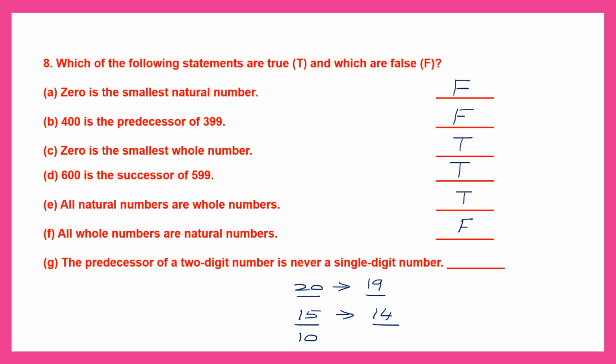Now suppose I take 10, what is the predecessor of 10? 9. So here it is two-digit and here it is one digit. So what does this statement say? The predecessor of a two-digit number is never a single-digit number. That is false. It can be a single-digit number like this. So this statement is false.